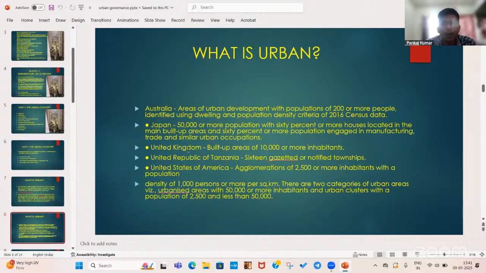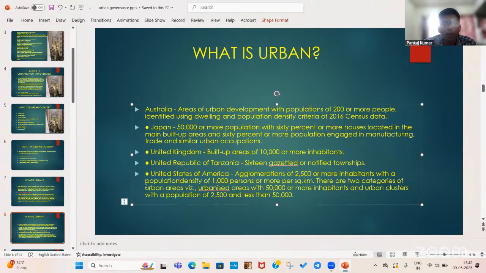Then in the UK, United Kingdom, built-up areas of 10,000 or more inhabitants. Then in Tanzania, United Republic of Tanzania, 16 gazetted or notified townships come under the definition of urbanization. Then in the US, United States of America, agglomerations of 2,500 or more inhabitants with a population density of 1,000 persons or more per square kilometer. There are two categories of urban areas: urban areas with 50,000 or more inhabitants, and urban clusters with a population of 2,500 and less than 50,000.